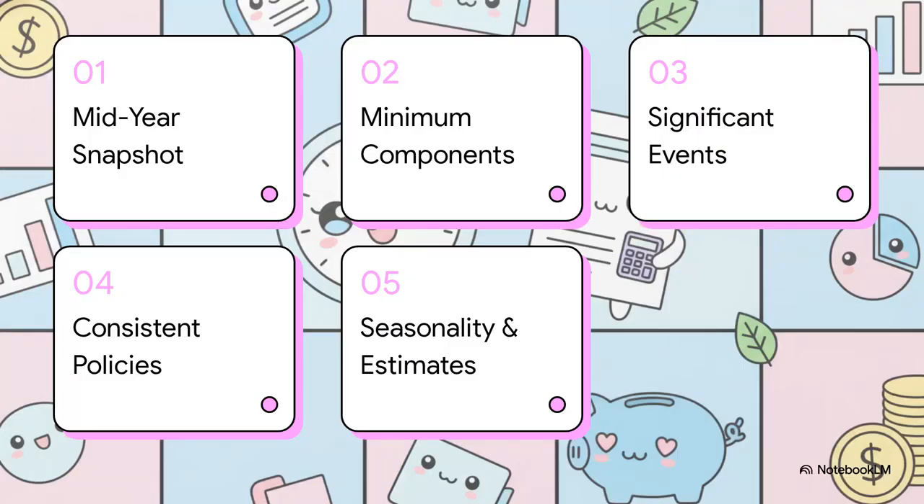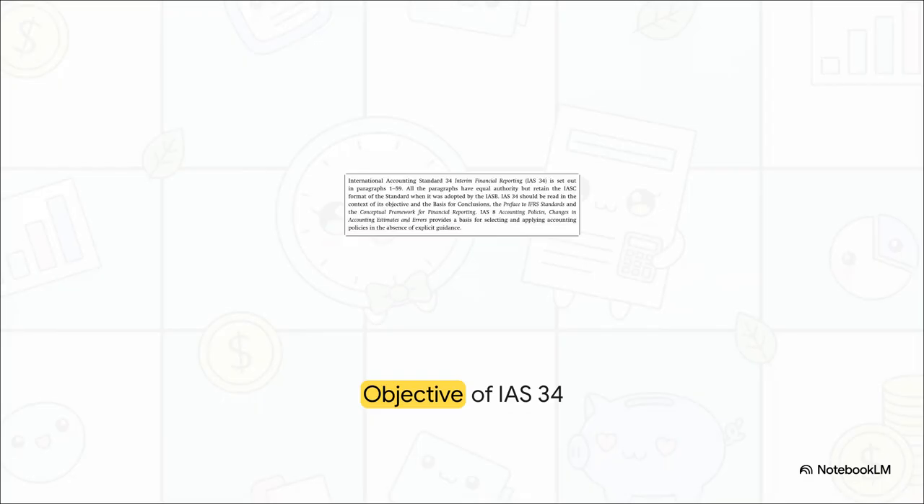Here's our roadmap to decode the rulebook today. We'll hit the mid-year financial snapshot, the minimum required components, highlighting significant events, consistent accounting policies, and wrap up with seasonality and complex estimates. The core objective of this standard is absolutely crucial.